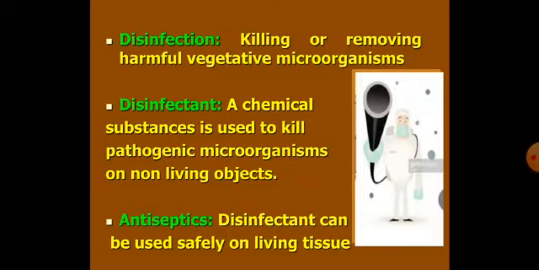Disinfection is the killing or removal of the harmful vegetative microorganisms, but not including the spores. A disinfectant is a chemical substance that is used to kill these pathogenic microorganisms on non-living objects. For example, from surgical instruments, from the monitors, from the floor, from the benches. But when a disinfectant can be used safely on living tissue, it is called an antiseptic.